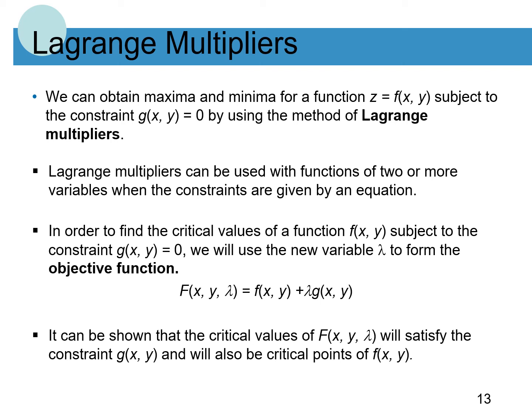Therefore, in order to find the critical values of a function f of x, y subject to constraint g of x, y equal to 0, we will use the new variable lambda to form the objective function. So instead of having x and y as a function of f, here we have the lambda. Therefore, we have f of x, y, lambda equal to the combination of the objective function f of x, y plus the constraint function lambda g of x, y.